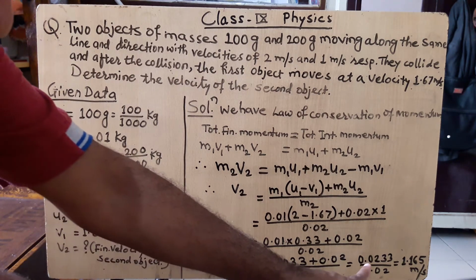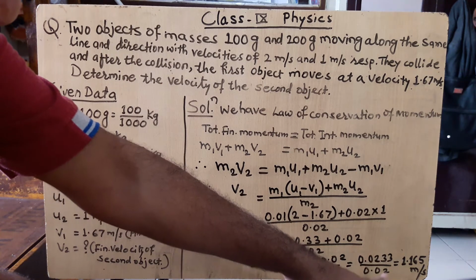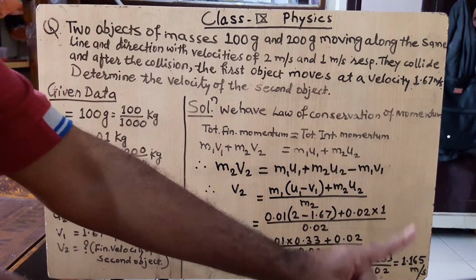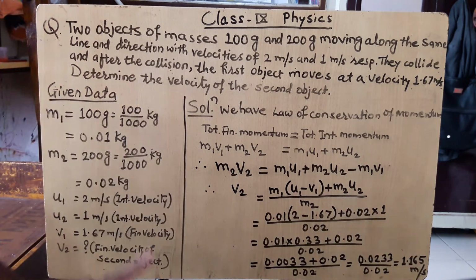And that is equal to 0.0233 upon 0.02, which equals 1.165 meter per second, and this is the final velocity of the second object.